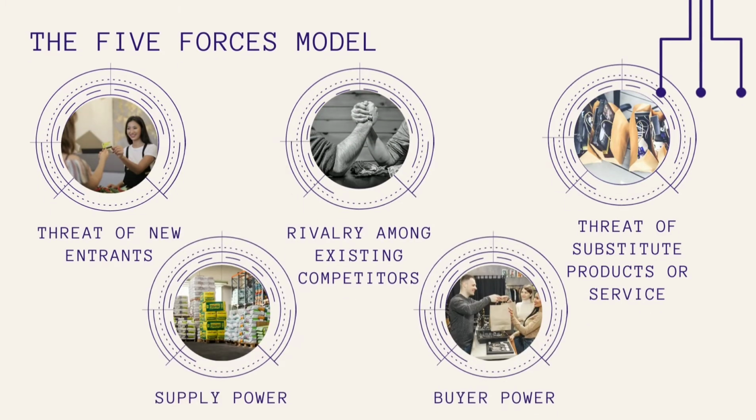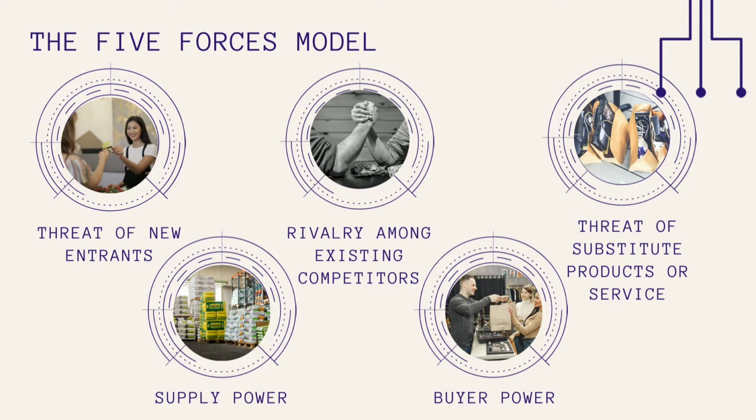Here are the 5 forces model that helps to determine the relative attractiveness of an industry. First, threat of new entrants. It is especially high when it is easy to enter a market and low when an entry barrier exists. Next, supplier power. It is high when the buyers have only a few choices of whom to buy from and low when they have multiple choices.